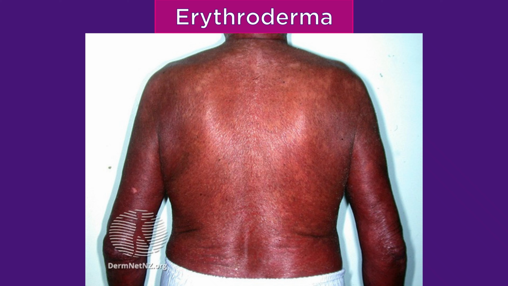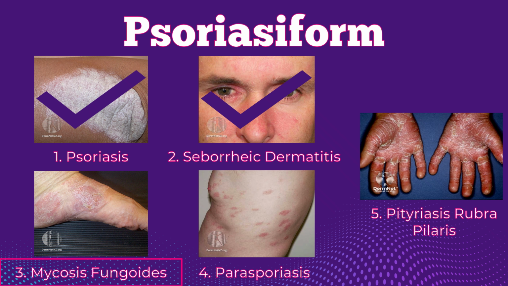So we will continue our discussion of the first category, the psoriasiform rashes. We have previously discussed psoriasis and seborrheic dermatitis, and will now be talking about Mycosis Fungoides.